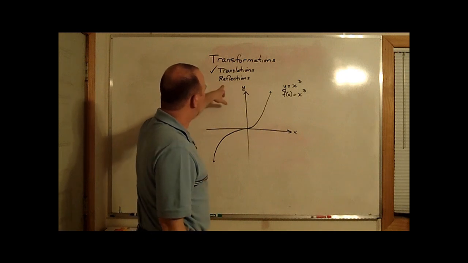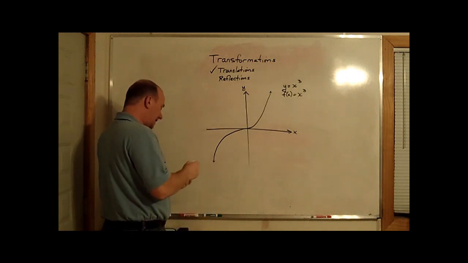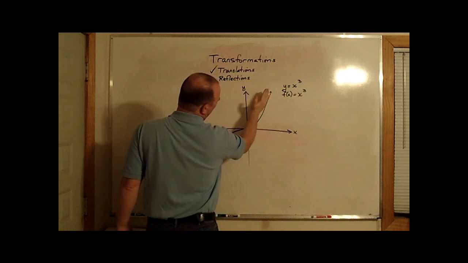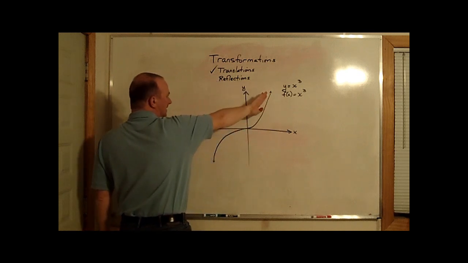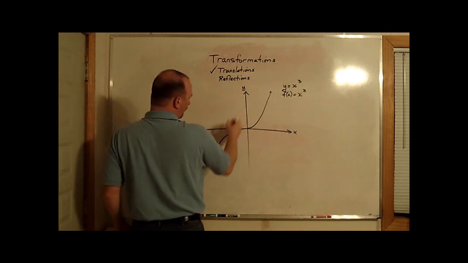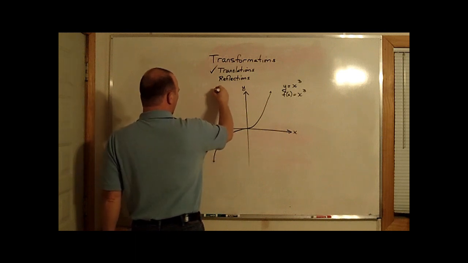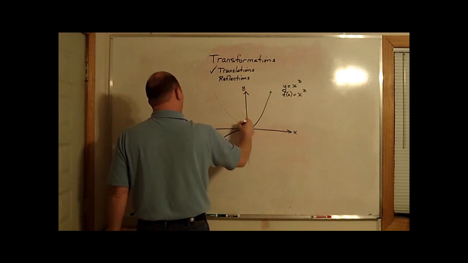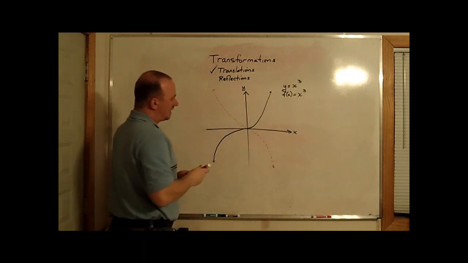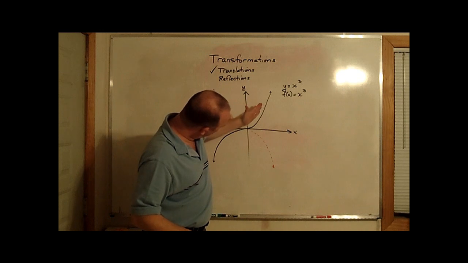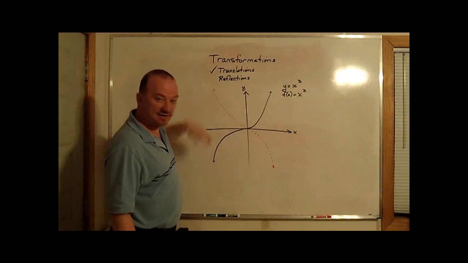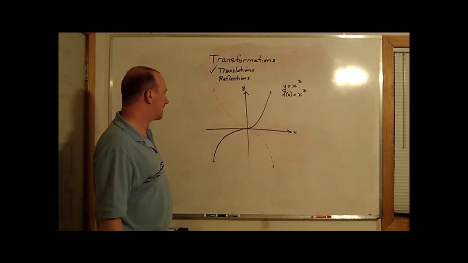If we wanted to reflect this, we're going to reflect it about the x-axis. What would happen if we reflected it across the x-axis? This piece would be down here, and this piece would come up here. So I'm going to draw in red what would happen. We would have something basically like this. I'm going to draw it with a dashed line so you kind of see what's happening. This piece would now be reflected across the x-axis, so it would come down like this. This piece would be reflected across the x-axis, so it would be going up like that.